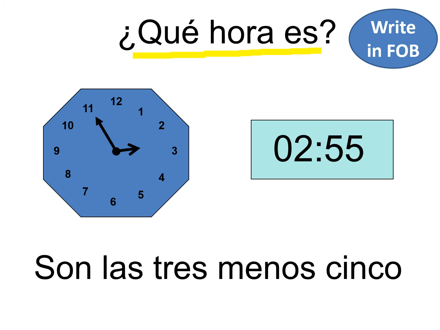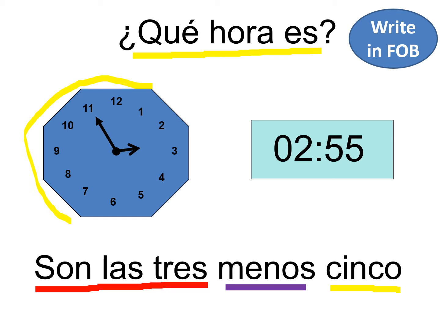Fantástico, muy bien. Son las 3 menos 5. Son las 3 is the o'clock time, menos is minus, and 5 are the minutes. Fantástico. You're going to draw in the front of your book the clock and write next to it, son las 3 menos 5. Now we have completed the clock. You're finally able to say the time in Spanish. Congratulations!